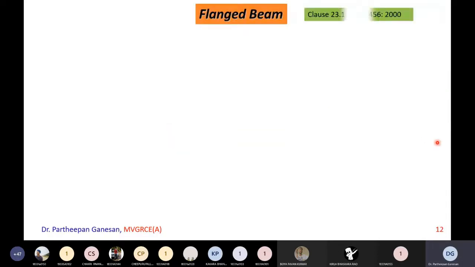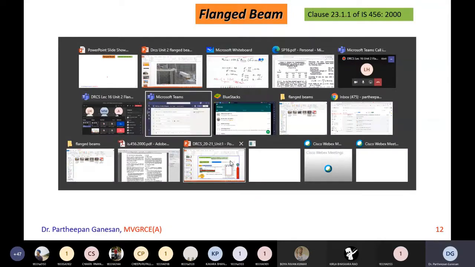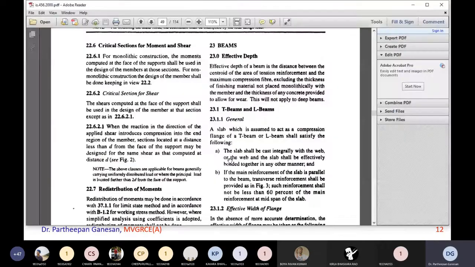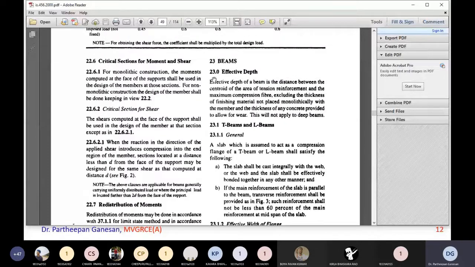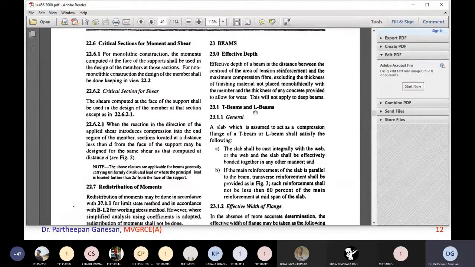So flanged beam. What do you mean by flanged beam? It is given in IS 456-2000, clause 23.1. I'll just take that section out. Yeah, the section on page number 36 of IS 456, where beams are given. In that, T beams and L beams are given. Now what are these T beams and L beams?